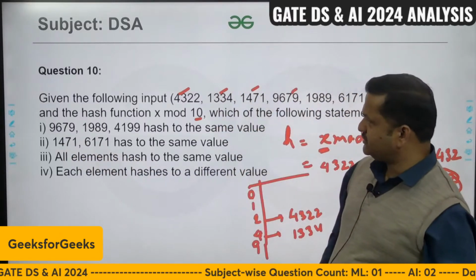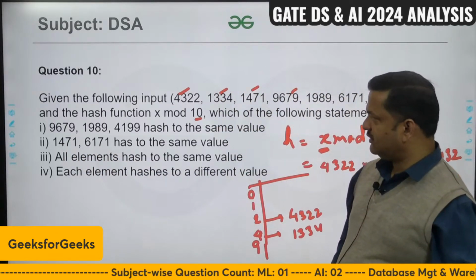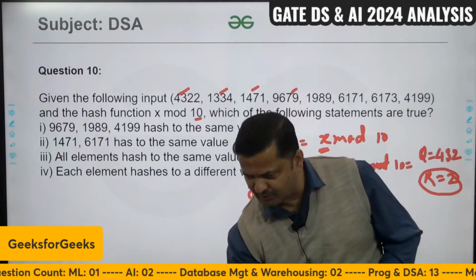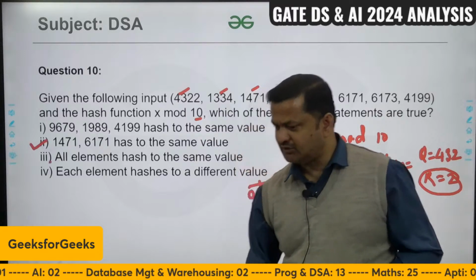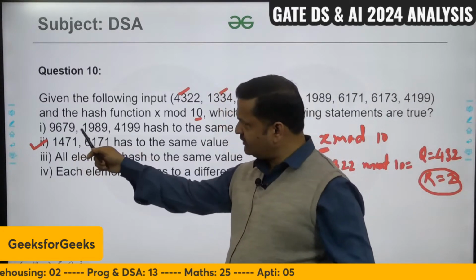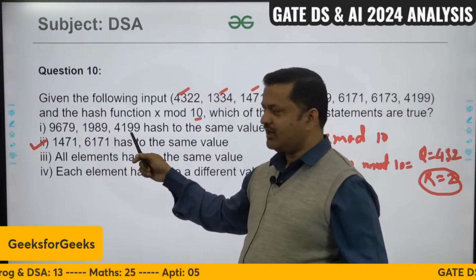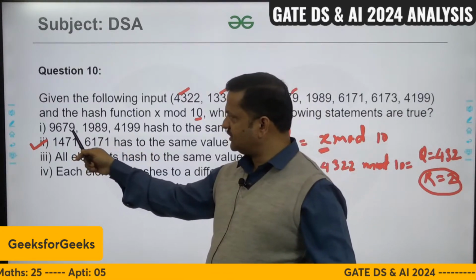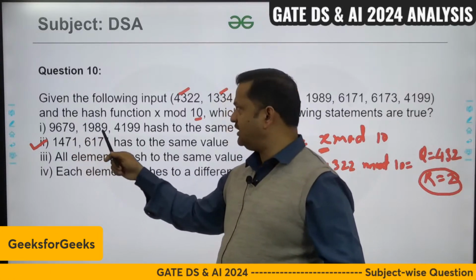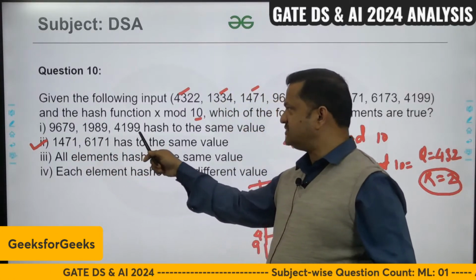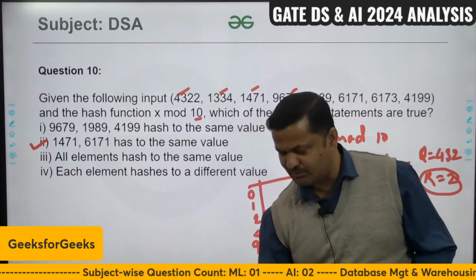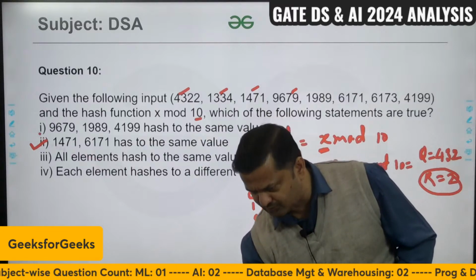That means 1471 and 6171 have the same hash value. Okay, same hash value, so this is going to be the correct option. Now look at the first option. Here all the cases have 9 as the last digit. So in this particular case, if I apply mod 10, the hash value is going to be 9 for all three elements. That means all three elements will acquire the same index in the hash table. So in that particular case, it is also going to be the correct option.